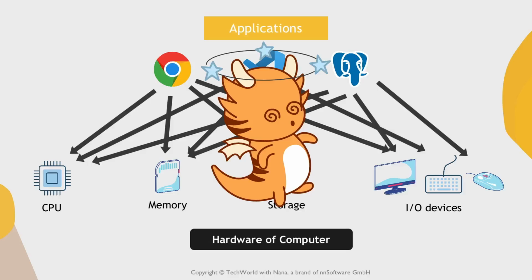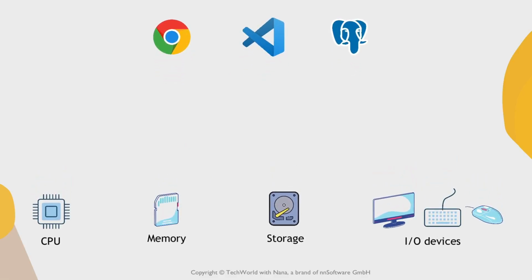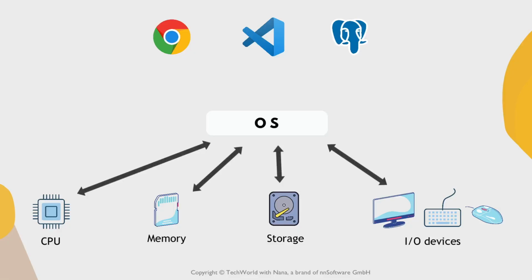So instead, these applications can all use an intermediary to talk to the hardware. And that intermediary is the computer's operating system. Operating system can interact with and control the hardware as well as interact with the applications. So it's kind of the middleman between the two.